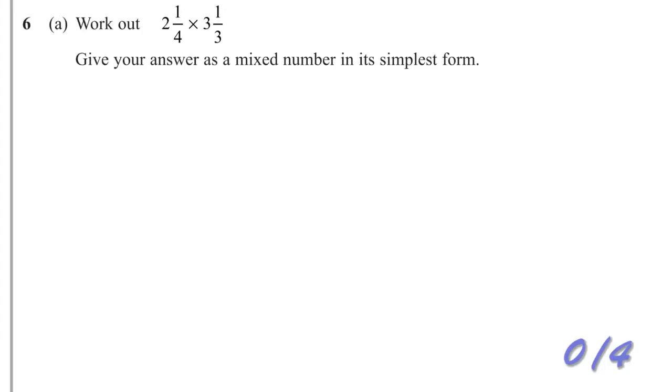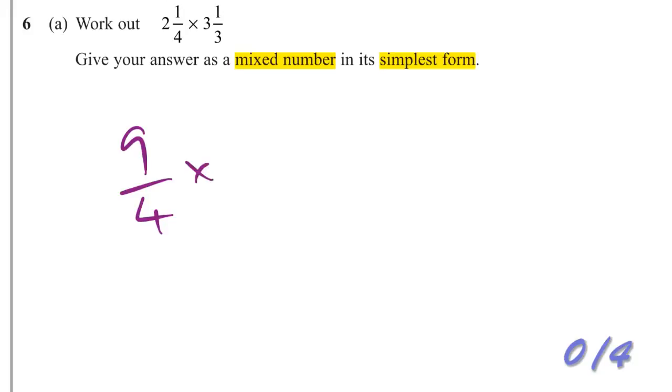Work out 2 1/4 times 3 1/3. Give your answer as a mixed number in its simplest form. Okay, so this is standard stuff. Make sure you know all the rules about multiplying, adding and dividing fractions before you go into the exam. In this one we've got 2 1/4. So that's 2 wholes and a quarter. There's 4 quarters in a whole, so in 2 wholes there's 8 quarters. So 2 wholes and a quarter is 9 quarters.